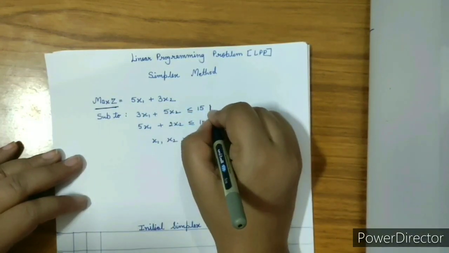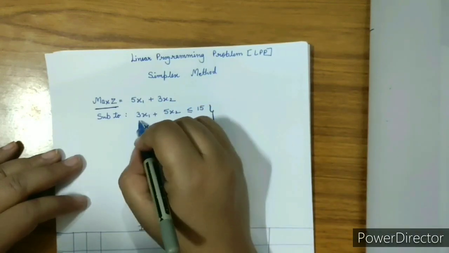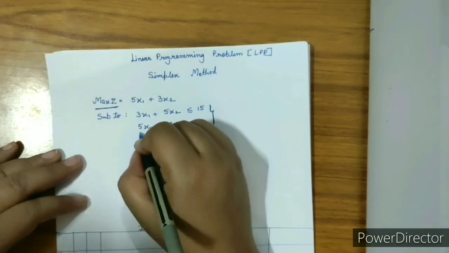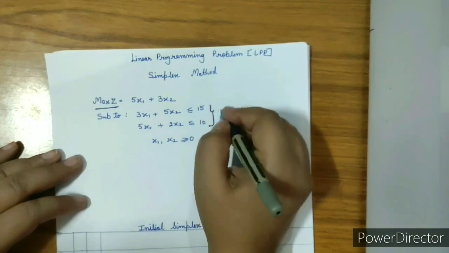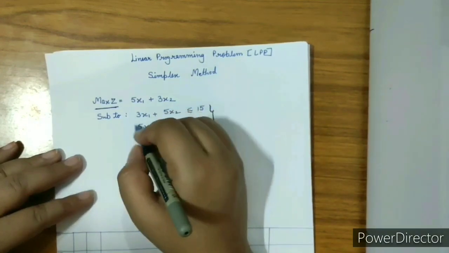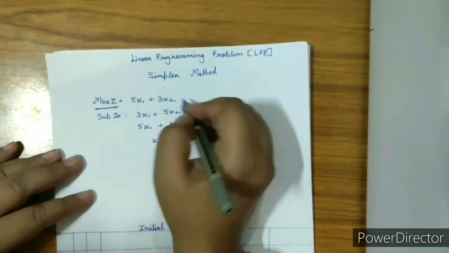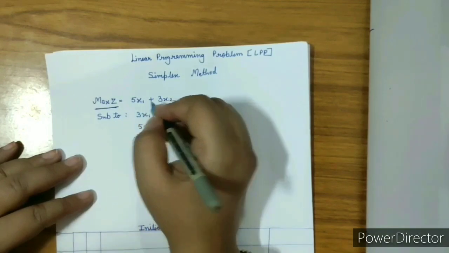In this problem we have two constraints. Our first constraint is 3x1 plus 5x2 less than or equal to 15. The second one is 5x1 plus 2x2 less than or equal to 10. These two equations are known as subject functions, and this one is our objective function. Our objective is to maximize our profit.